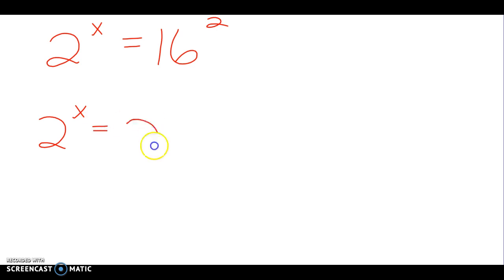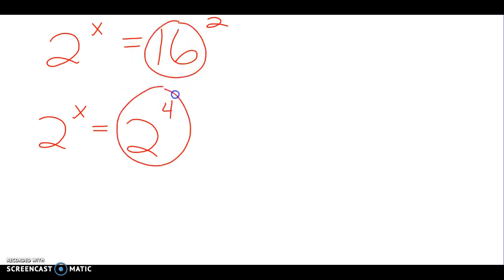So 2 to what power is 16? 4, right? Third power is 8, so fourth power is 16. So 2 to the fourth power. Do we all agree that 16 is 2 to the fourth power? But remember, there was already a 2 up there. So we have to multiply that by 2. So what does x equal?